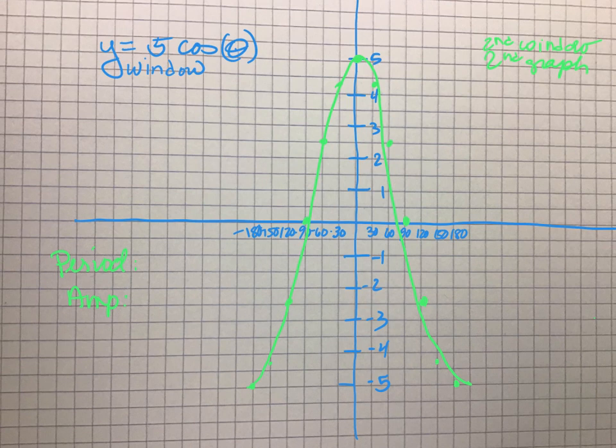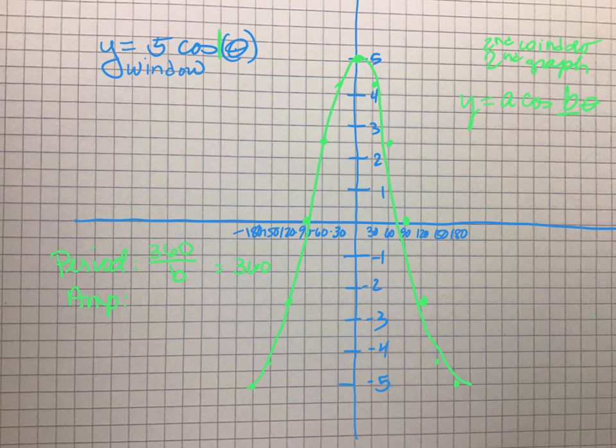So the period is 360 over b. And if you look at the equation, it's going to be y equals a cosine of b theta. So b is the number in front of the theta, which in this case is a 1. So our period is going to be 360 degrees. That means it does a full squiggly from negative 180 to 180, which is 360 degrees. That is one full period.